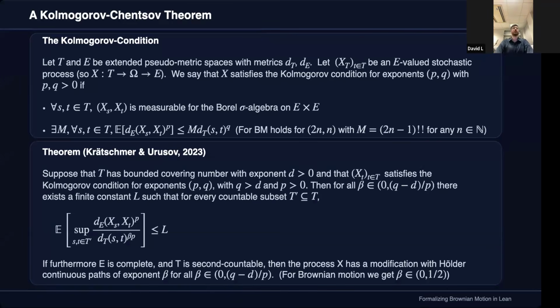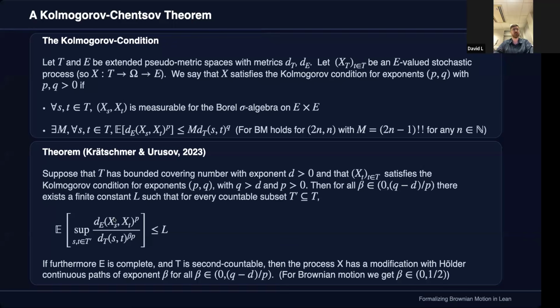And then we proved the following theorem, which is a version of the Chentsov theorem, modern from 2023, which says that we suppose that T has bounded covering number with exponent d greater than 0, and I won't explain what that means, and that Xt for t in T satisfies the Kolmogorov condition for exponents p, q with q greater than d and p greater than 0. Then for any beta in 0 to (q minus d) over p, there exists a finite constant L such that for any countable set T' in T, we have that the expected value of this is bounded by L. And so intuitively, you can think of this as like a Holder condition.